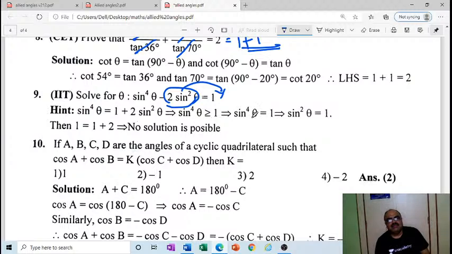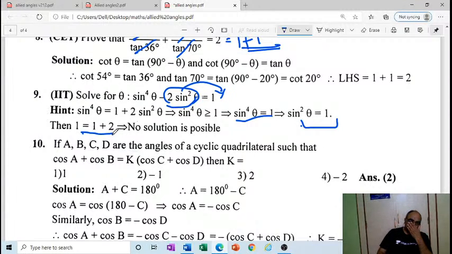So sine power 4 theta, if I say equal to 1, then sine square theta is also equal to 1. Am I right? Sine power 4 theta, if it is 1, sine square theta is also 1. If that is the case, see here, 1 plus 2 into 1, 1 equals 3. No way possible.